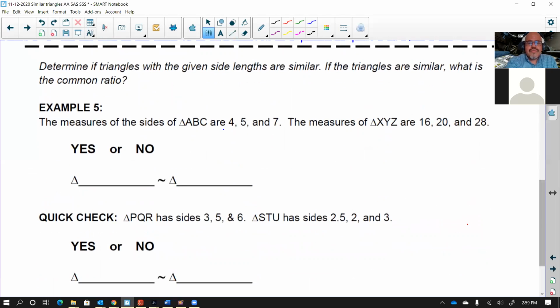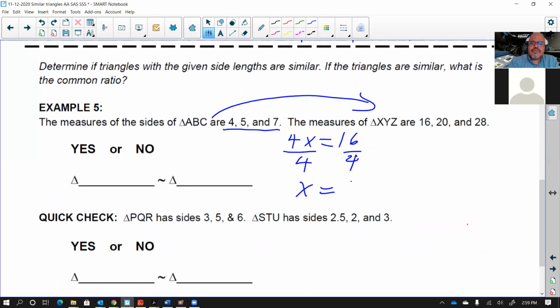Now on this one, we can do it the same way. We can say, we're going to go from this triangle to this one. What do we multiply 4 by in order to get 16? And if it works for all of them, then it works for everything.